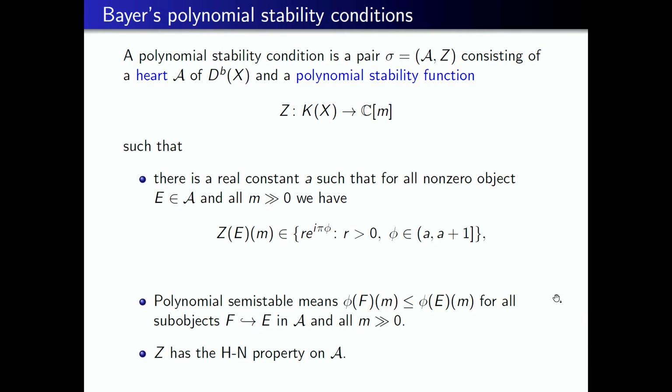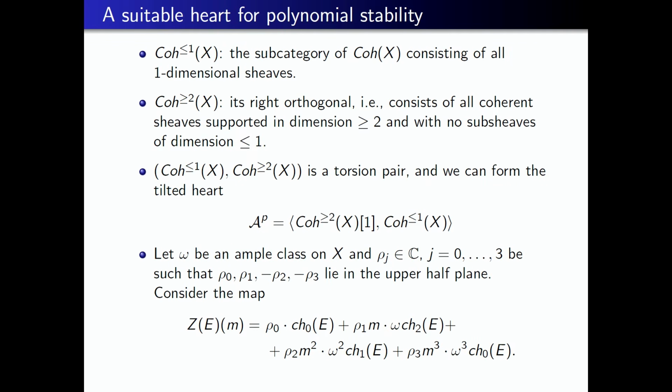The stability means this: every subobject has a smaller phase when m is very large. So it's kind of asymptotic as well. And Z is supposed to have the Harder-Narasimhan property as well, right? So you always have a filtration for which the factors are semi-stable. So this is Bayer's polynomial stability. Maybe I'll skip most of it, it's too technical what is above here.